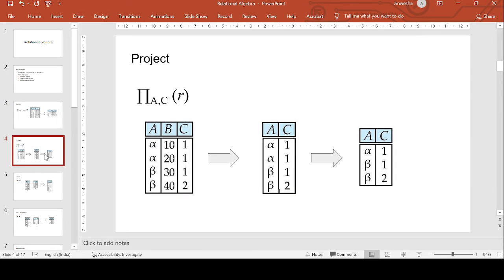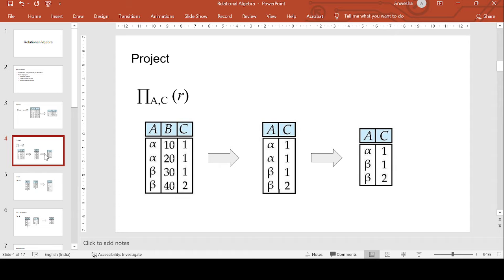In the project operation, you will fetch the columns. In the previous case, we were fetching rows. Now we will fetch columns. So in the project operation, you will fetch attributes or columns. Again relation R, we have 3 attributes A, B and C. You have to fetch attributes A and C. So that means the columns A and C will be fetched.